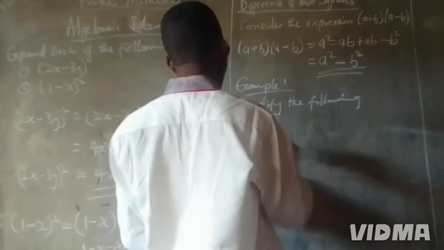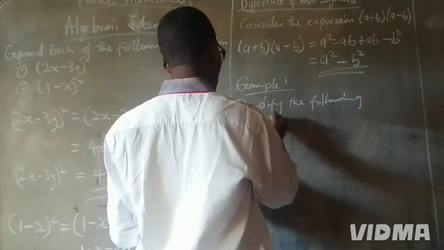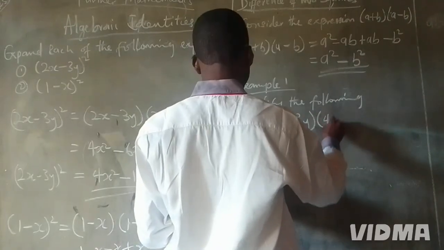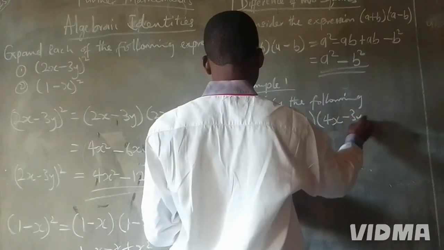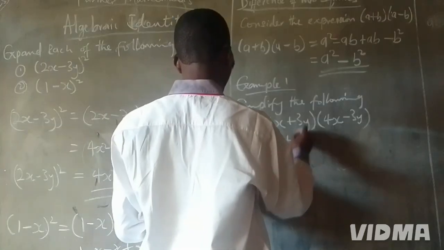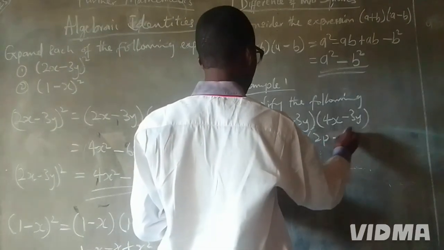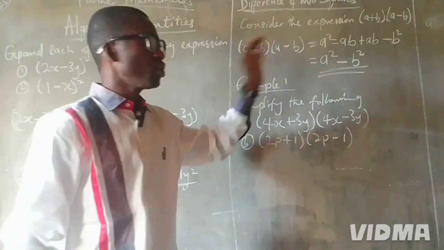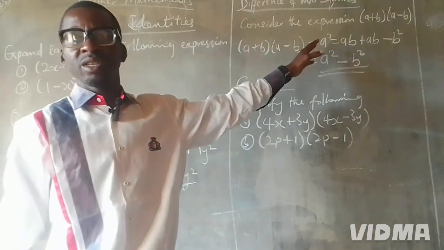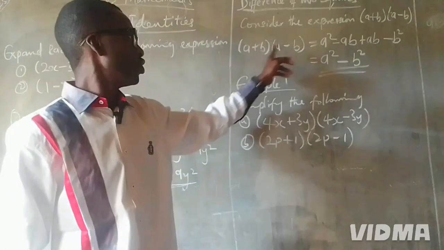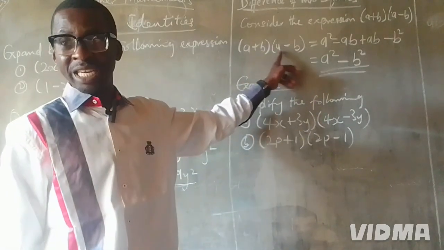Simplify the following. A, (4x + 3y)(4x - 3y), and B, (2p + 1)(2p - 1). The same method that we used in the first example is what we are going to use now, where we have (a + b)(a - b).